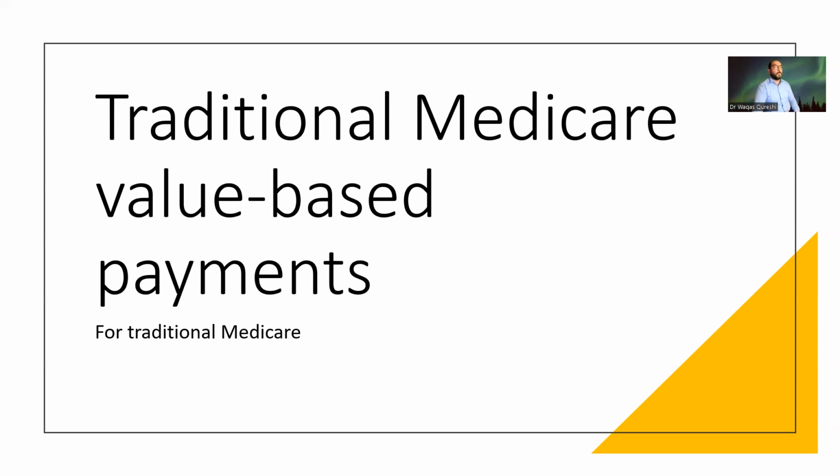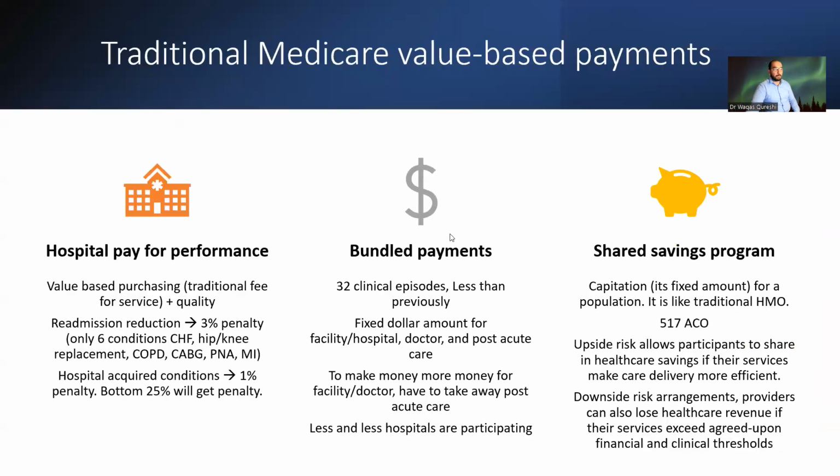In this video, you will see the different traditional Medicare value-based payments. This is mainly because I've been asked this question recently. So I'll go over a few value-based payment methods that Medicare is utilizing to increase efficiency. There are three of them. One is hospital pay for performance. One is bundle payments. One is shared savings program. So let's start with the hospital pay for performance.